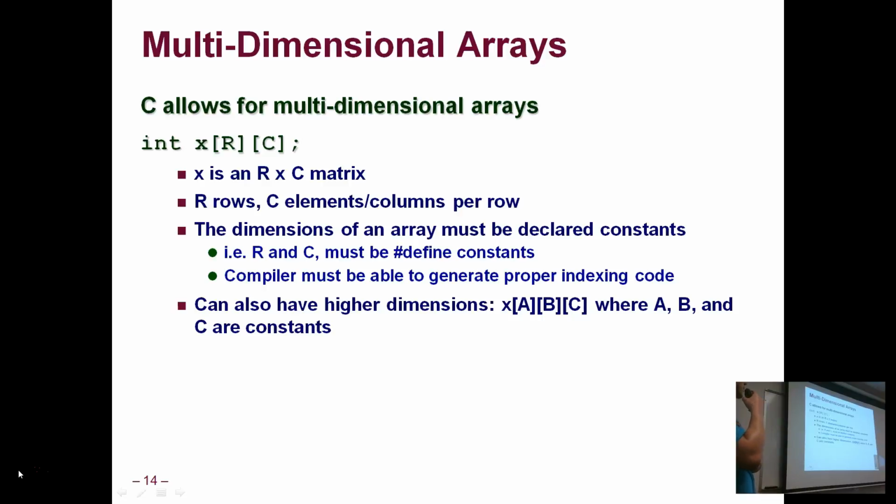The dimensions of the array, if you have this declaration, must be predefined constants. You are not allowed to declare an array that has a variable number of rows and columns, determined at runtime. When you declare this in C, the C compiler must always be able to generate proper indexing code. If these are unknown, it's impossible for the compiler to generate it. So that's why these things have to be constant. You can have higher dimensions by just continuing to add the square brackets.